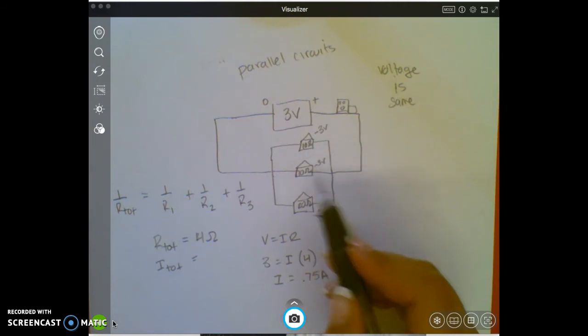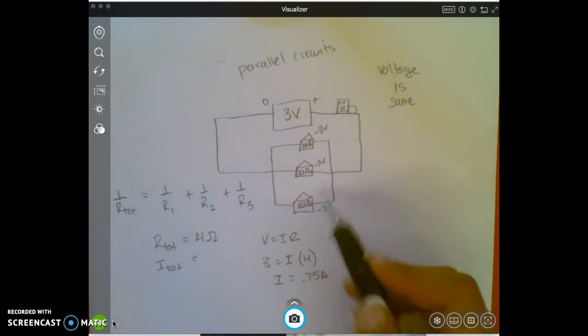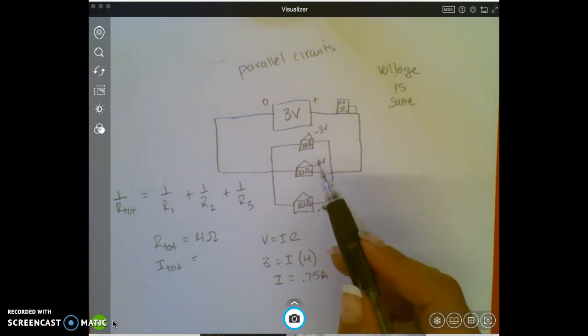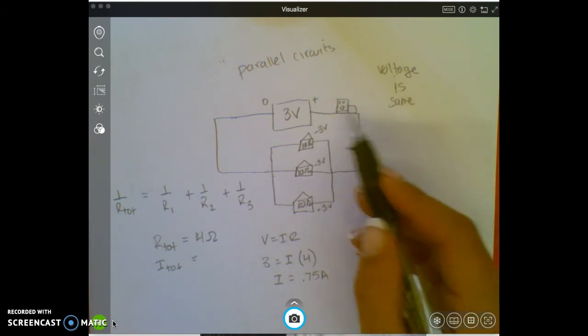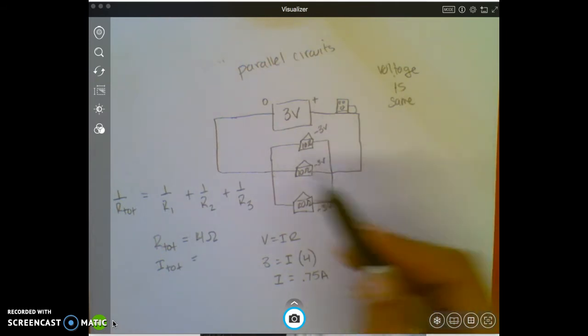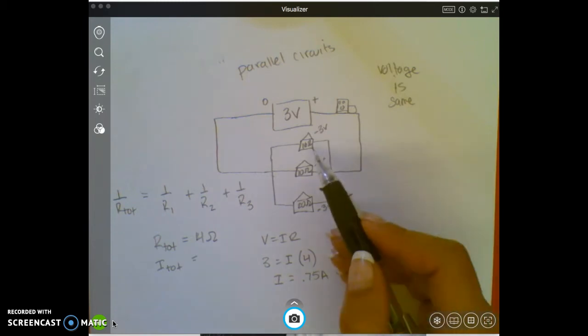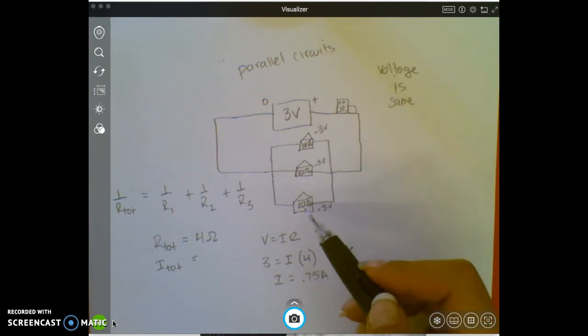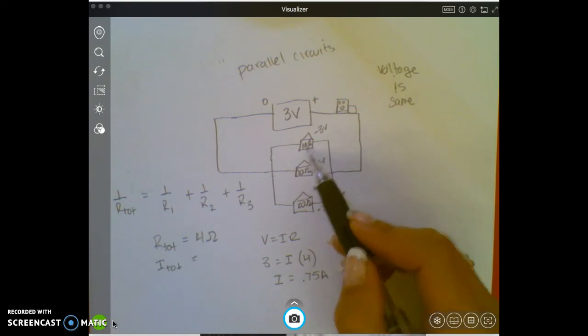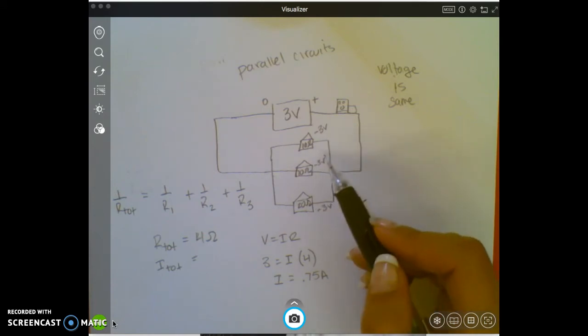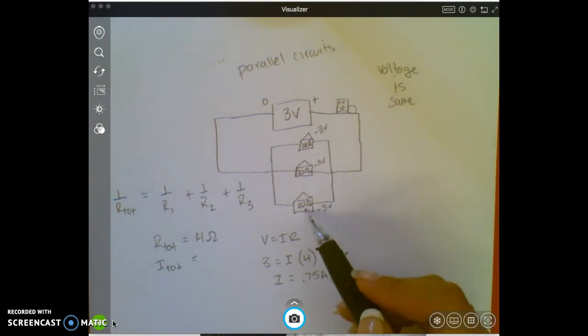Remember, it's different because the number of trucks that go to each of these depends on how much resistance they have. So not every single one is going to get every single truck. They can't go to every single house. So the way that it breaks up is based on the resistance. Okay, and these two houses will get the same number of trucks because they have the same resistance. But this one will get a different number of trucks than these two.